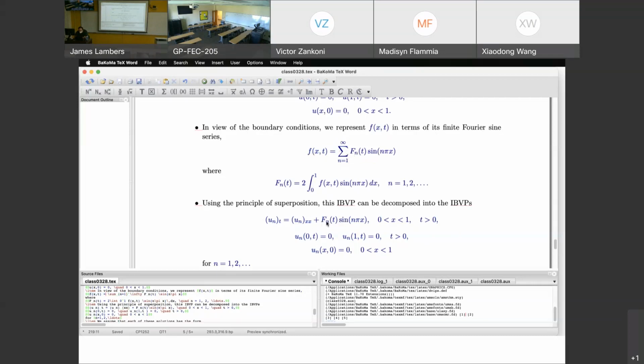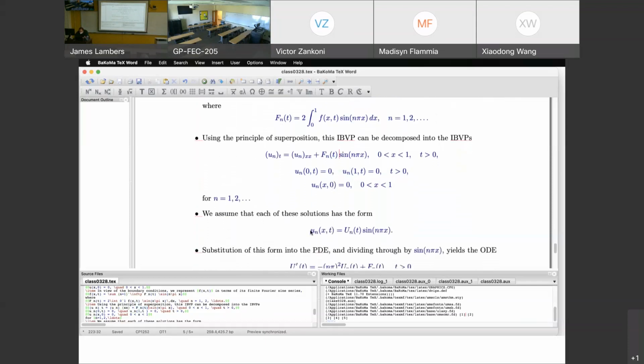Because suppose some of these F n of t were 0. Well, the initial and boundary conditions are also 0. That means u n would be 0. So then you can focus on the values of little n for which capital F n is non-zero. And it turns out that, as it says here, we assume that each one of these solutions has the form u n of x, t is a time-dependent coefficient times sine n pi x.